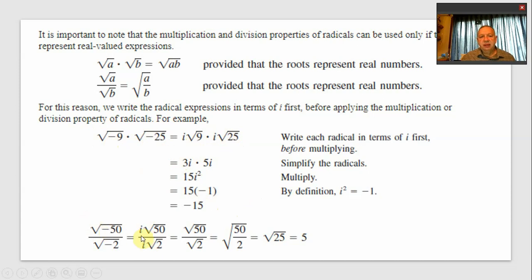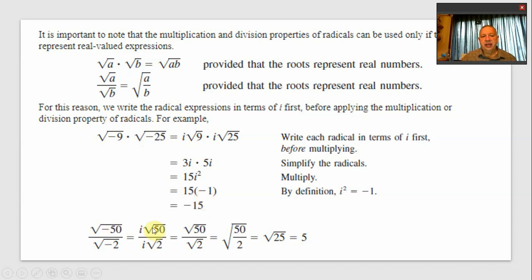Here I'm going to do the same thing. I'm going to take out the i first. Now note if I hadn't done this correctly, if I had just taken the radical and multiplied the negative 9 times the negative 25, I'd have gotten the negative 1 times the negative 1, I'd have the positive, and then I would have had the 3 times the 5, I would have had a plus 15.